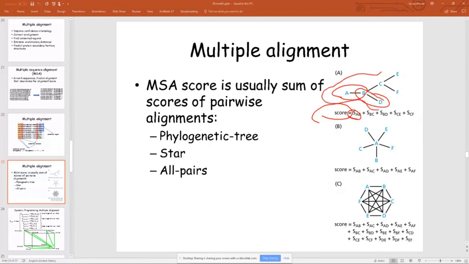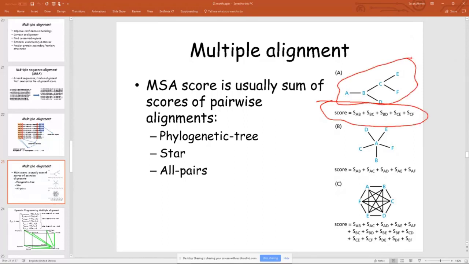So this structure right here is a phylogenetic tree. It brings the closest proteins together. So A is closest to B, B is closest to D, and so on. It's sort of which protein is derived from which other protein, and that represents the biological history of these proteins. And it makes sense to add up the substitution scores for the related proteins. But often we don't have a very good idea of the evolutionary history of the proteins.